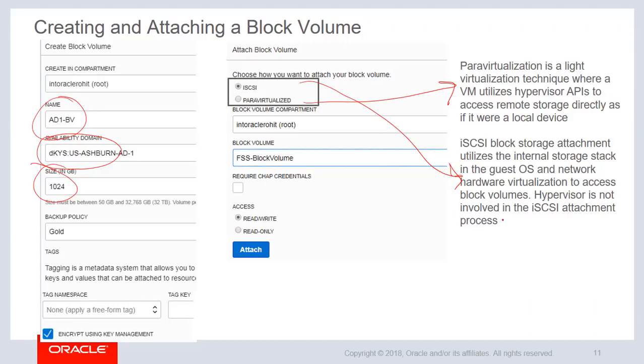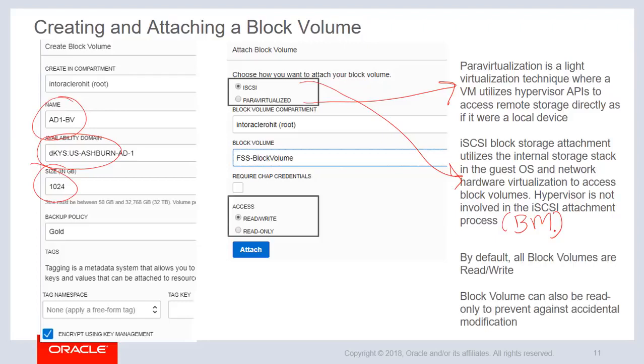As you can guess, if you are going with the bare metal option, you would use iSCSI. Paravirtualization actually has a dependency on the hypervisor. So for VMs you could use both. For bare metal you would probably use iSCSI. You can also, when you attach your volumes, choose between read and write or read only. So if you want to prevent any kind of accidental modification, just go with read only mode.